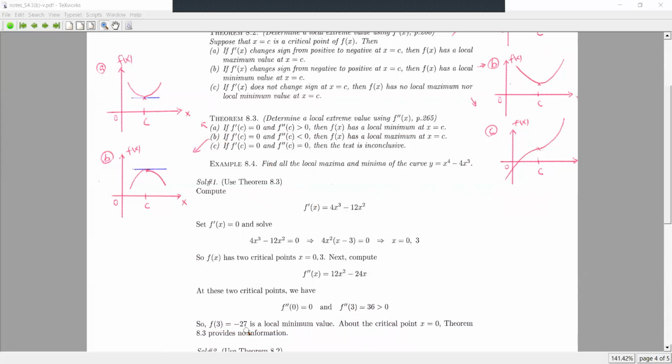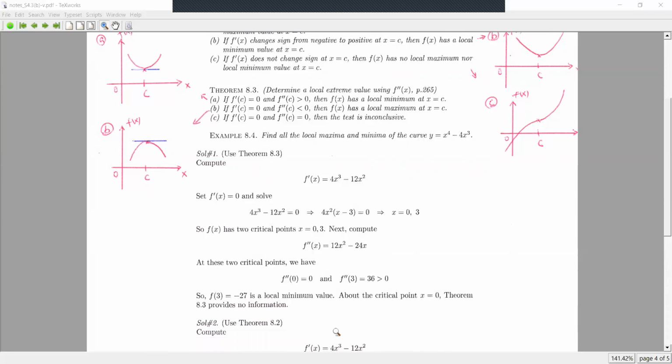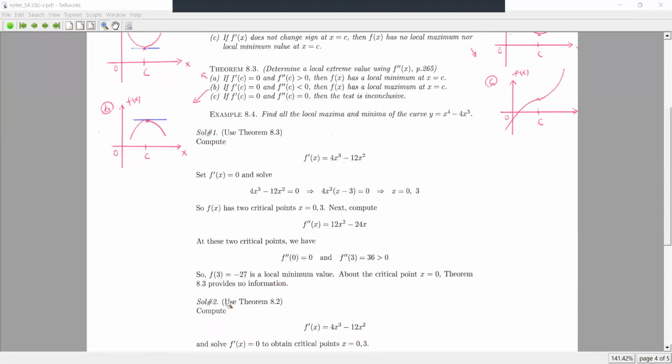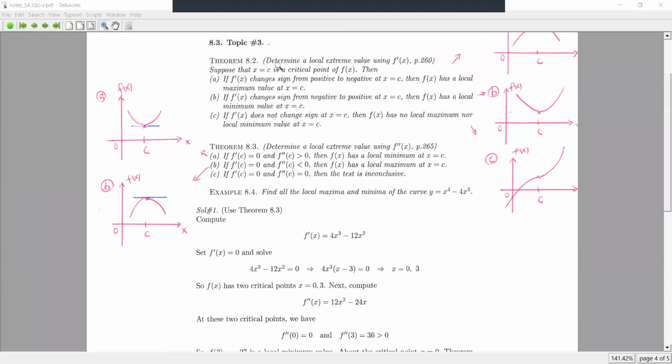So the minimum function value is negative 27. How to get negative 27? Plug in the number 3 in the function. The function value at 3 is negative 27. It is a local minimum function value. Now, solution 2. In solution 2, I use this theorem to answer the question.